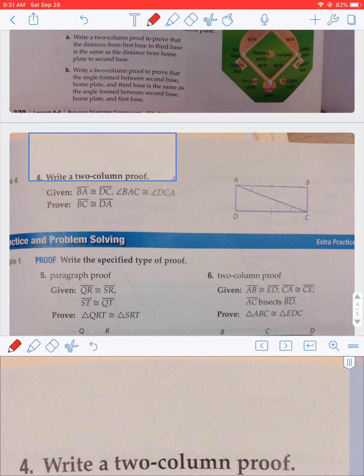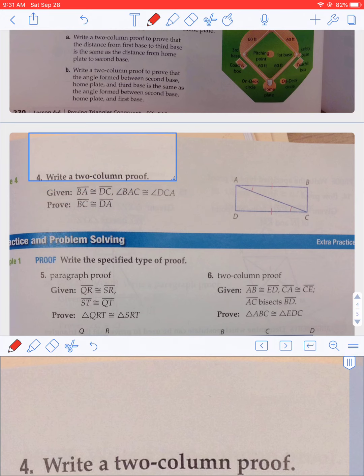All right, here's what they give us. They tell us that BA is congruent to DC, and if you look at your picture over here, they marked that congruent already for us. They also marked congruent that angle BAC is congruent to angle DCA for us. Okay, so now they want us to prove that BC is congruent to DA.